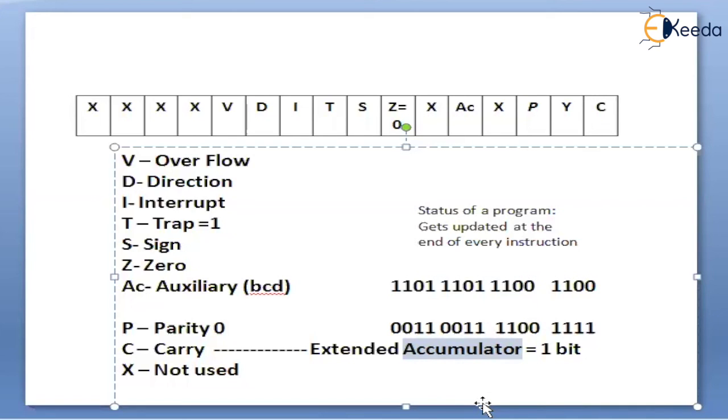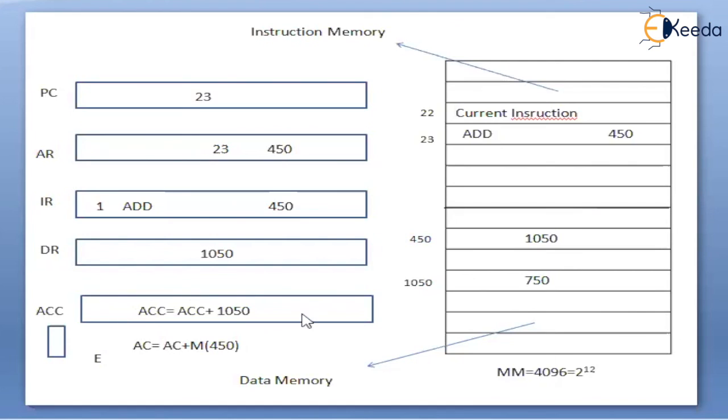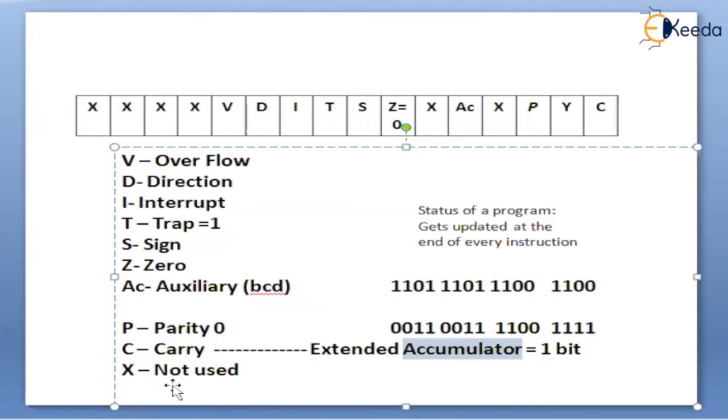You remember? At the end of each and every operation, what is getting updated? The accumulator. I'm executing, say, add 450, which means addition is going to be performed between memory location 450 and the accumulator. Finally, where is it getting stored? It is getting stored in the accumulator only. For that reason, we need to support the accumulator with one more additional register, which is a 1-bit register, the extended accumulator. Of course, the remaining are not used.